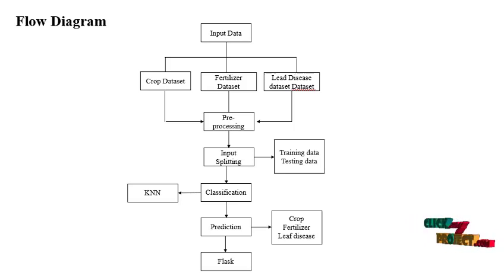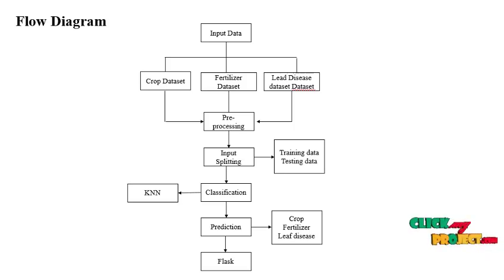Next, the fertilizer module. We are taking the fertilizer data set. Attributes contain temperature, humidity, moisture, crop type, etc. Next, we are implementing pre-processing. Pre-processing is data cleaning, checking missing values, removing unwanted columns and label encoding. Next, input splitting. Our input is split into training and testing data. Next, implementing the algorithm, that is classification, the KNN algorithm. Prediction is, for the given input, which fertilizer is best, using machine learning technique in Flask, that is a web application.